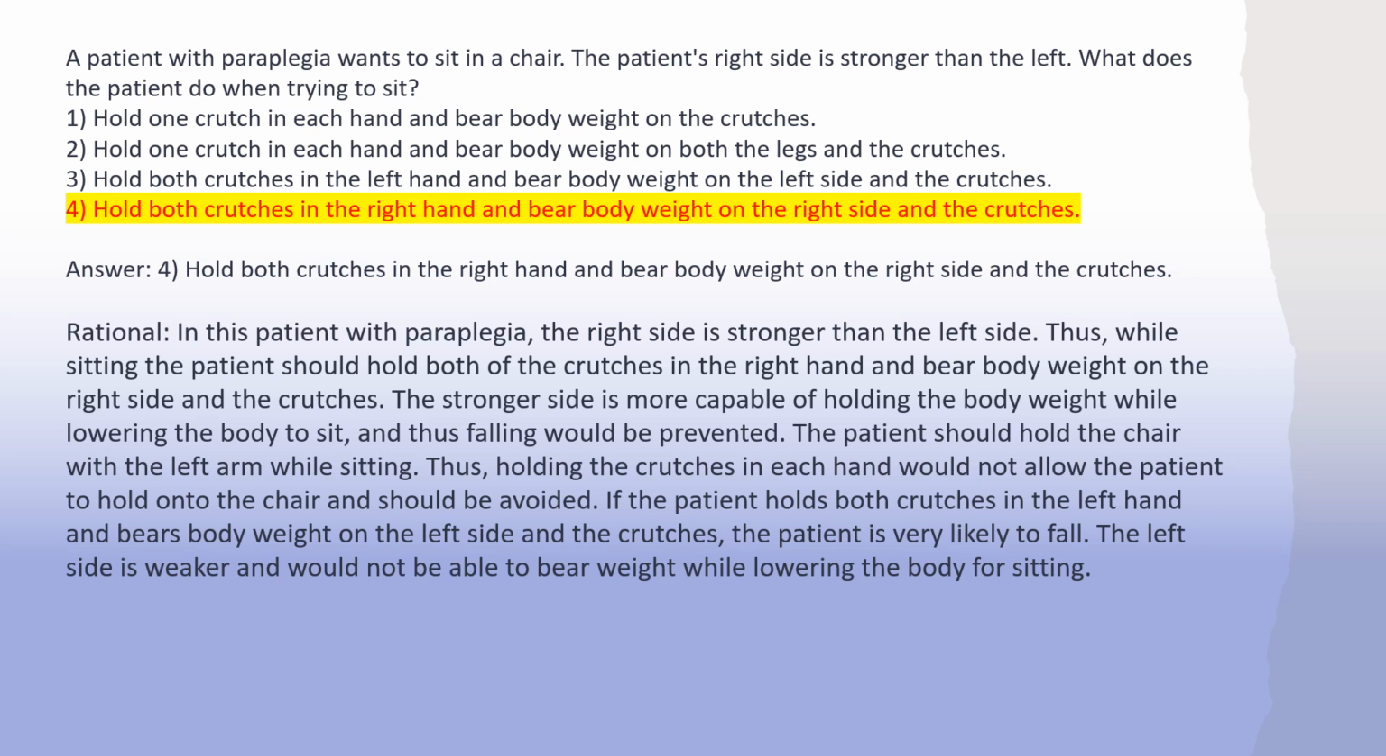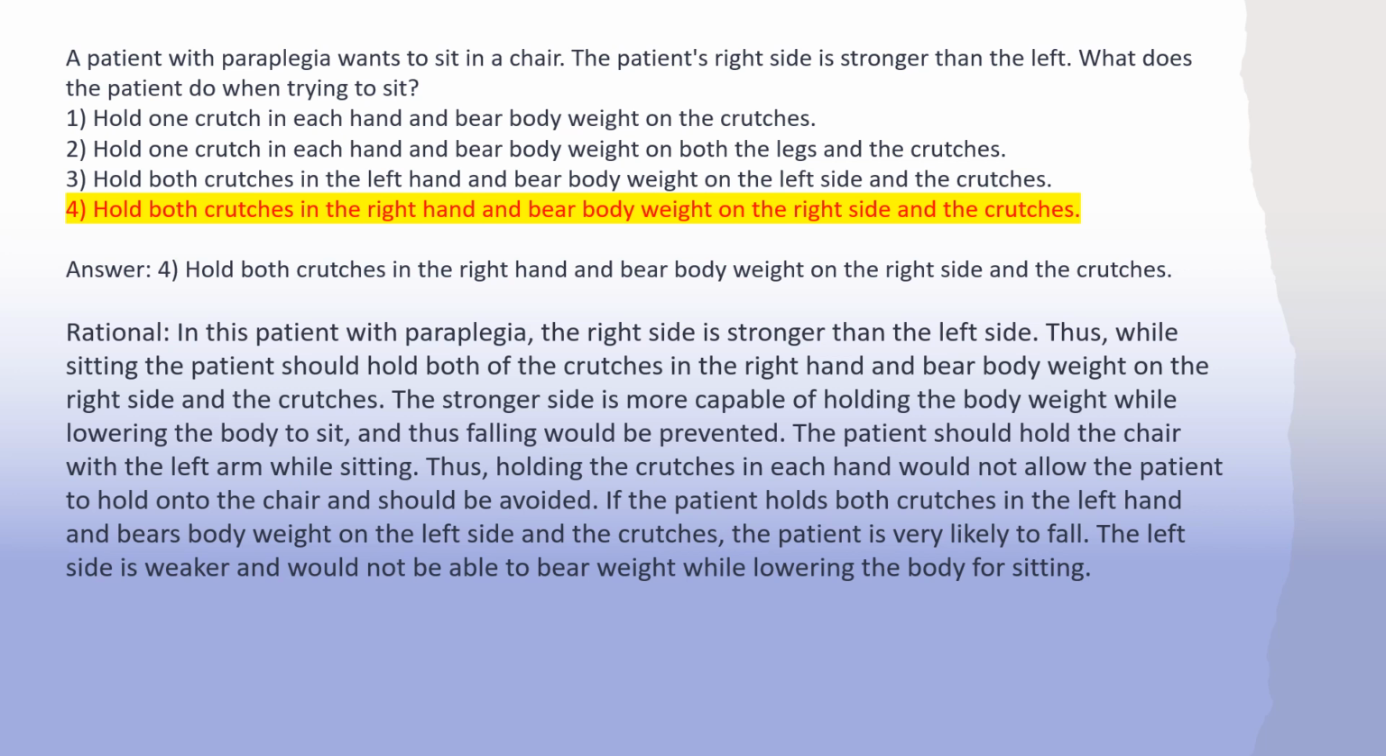Answer. 4. Hold both crutches in the right hand and bear body weight on the right side and the crutches. Rationale. In this patient with paraplegia, the right side is stronger than the left side. Thus, while sitting, the patient should hold both of the crutches in the right hand and bear body weight on the right side and the crutches. The stronger side is more capable of holding the body weight while lowering the body to sit, and thus falling would be prevented. The patient should hold the chair with the left arm while sitting.